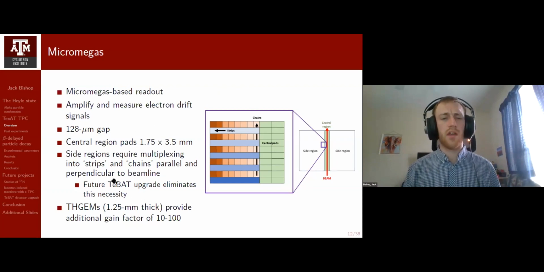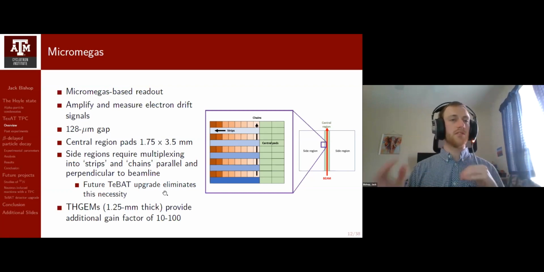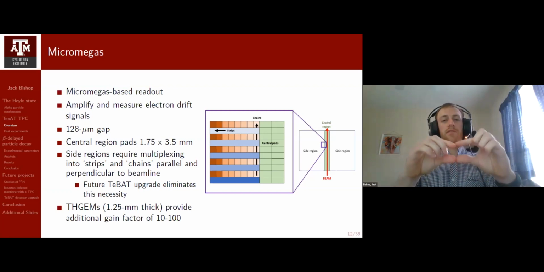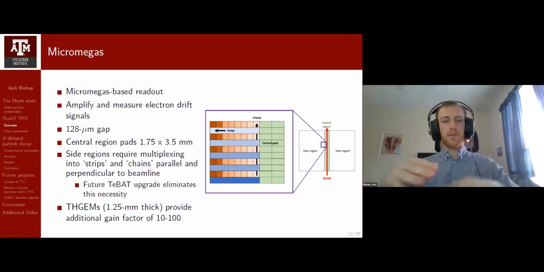And as Anna mentioned, there's a concerted effort to upgrade the TexAT detector to Tibet, and this upgrade eliminates this necessity entirely. So one final feature that we have in addition to the micromegas is the use of these thick GEMs. These are gas electron multipliers, and they work in a very similar way to the micromegas. We just have two electrodes separated, and we have a large voltage across them. And this just gives us an additional factor of gain for our electrons, which we're then detecting with our micromegas.